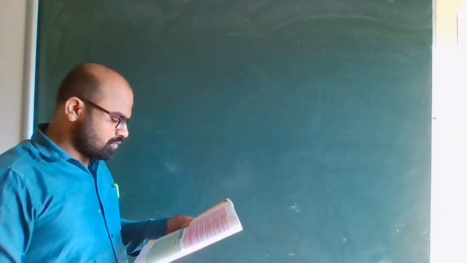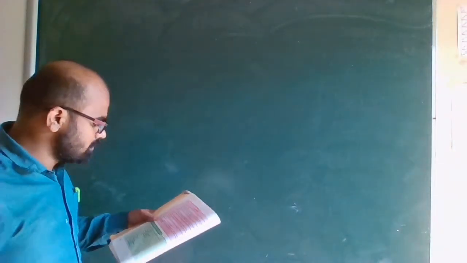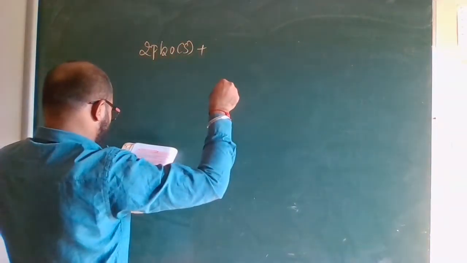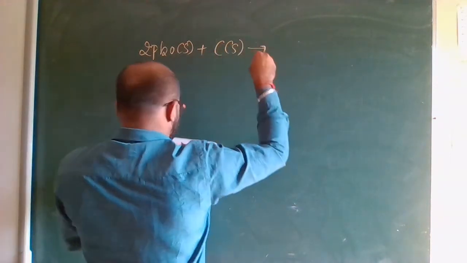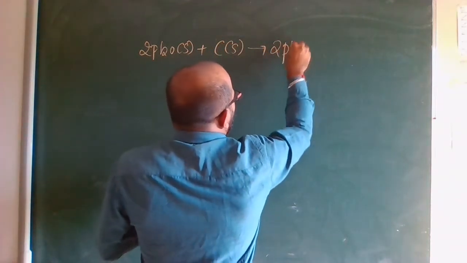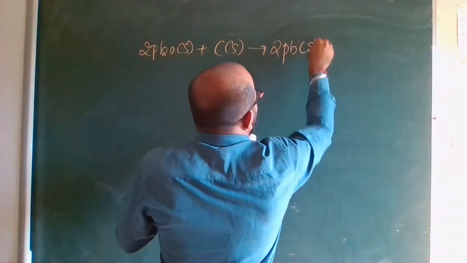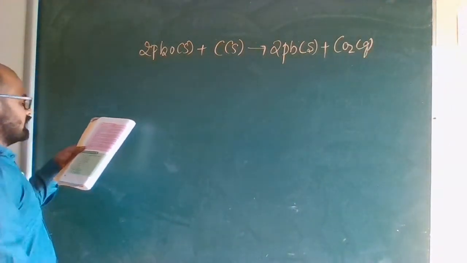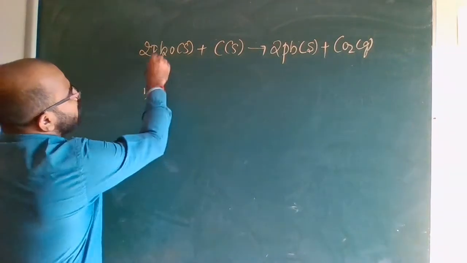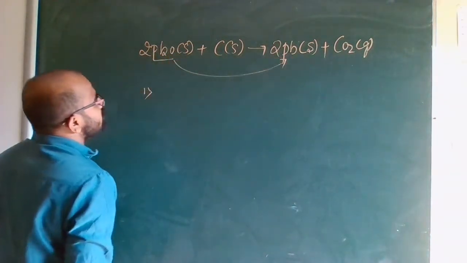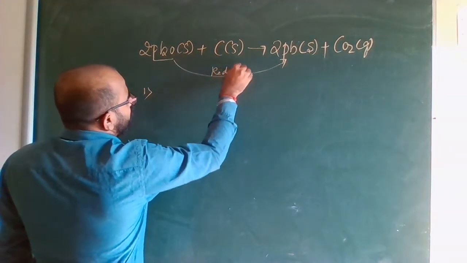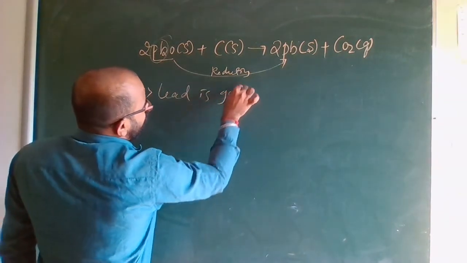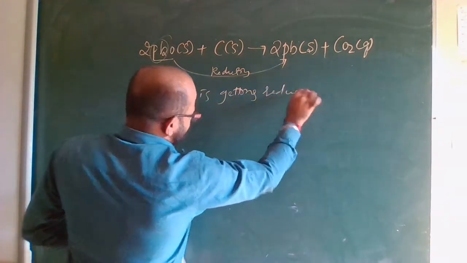First one: 2 PbO plus C gives 2 Pb plus CO2. Lead is getting reduced. Here PbO is becoming Pb, which means reduction. See here, PbO is what? Lead oxide. Is it true that lead is getting reduced?